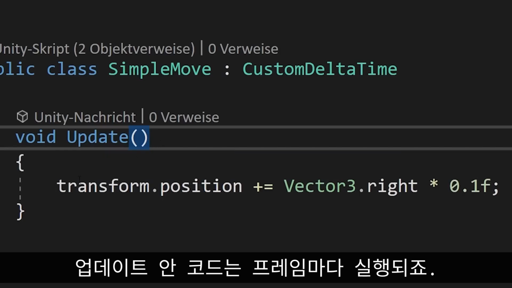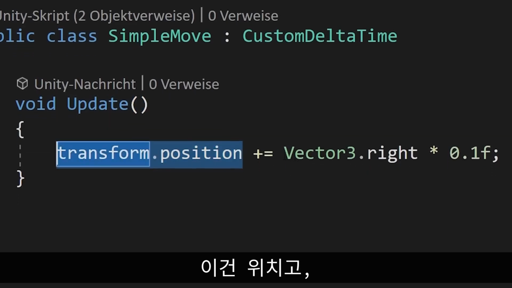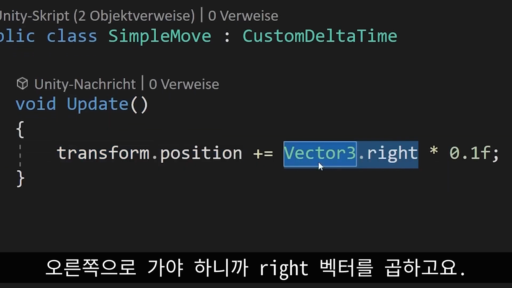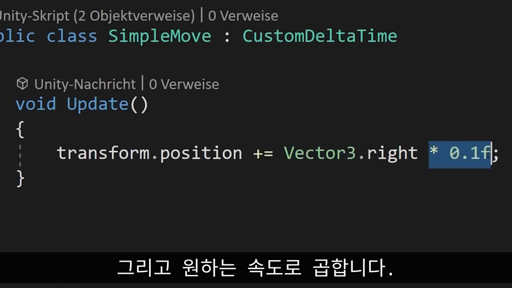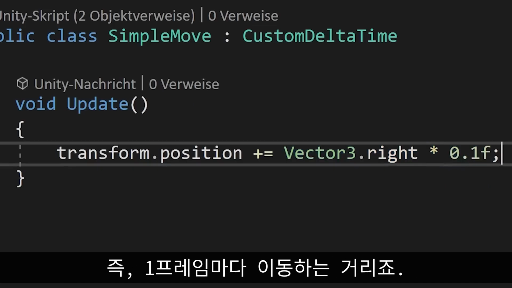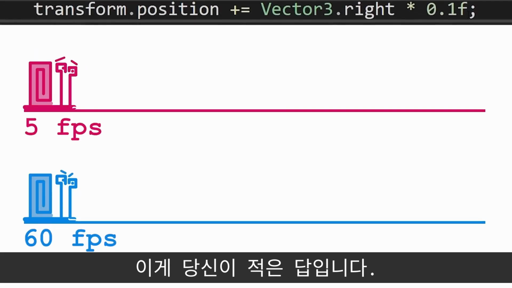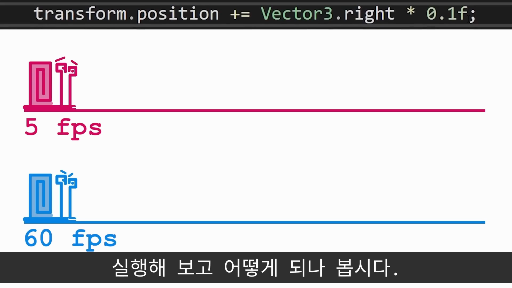The update event is called every frame. This is the position of the snail. And you want to go to the right, so you multiply the right vector times your movement speed, how far you want to move each frame. So that up there is your solution. Let's run it and see what happens.